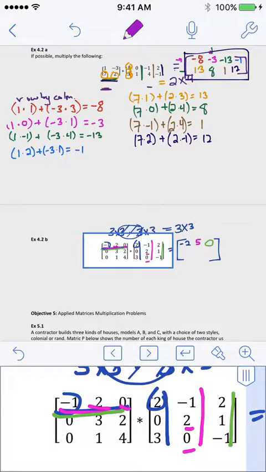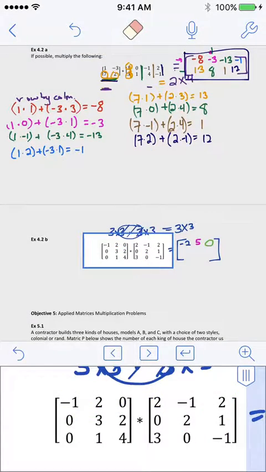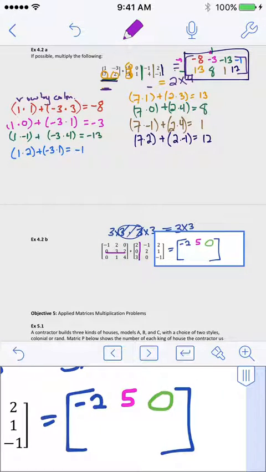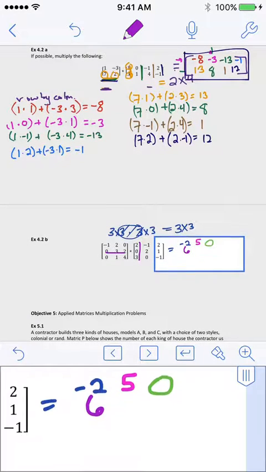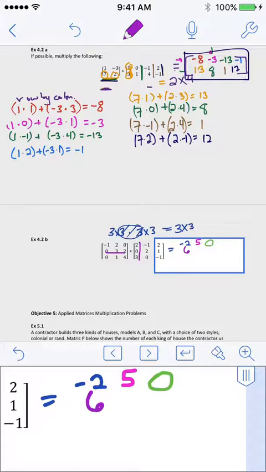Moving on. Second row, and I'm going to clean myself up a little bit just because it's hard to see. Second row times first column. 2 times 0 is 0, 3 times 0 is 0, 2 times 3 is 6. So I end up with a 6. I'm going to extend my matrix just a little bit so that it fits everything in there.